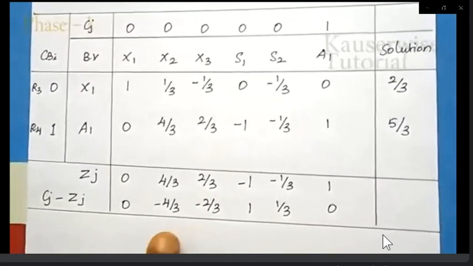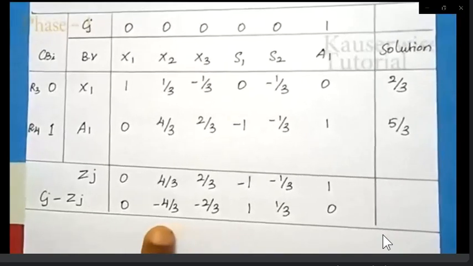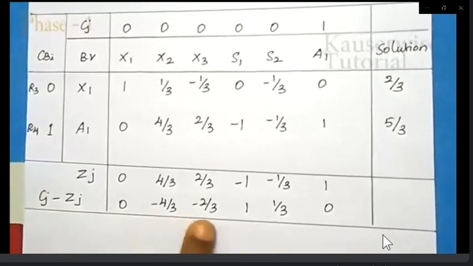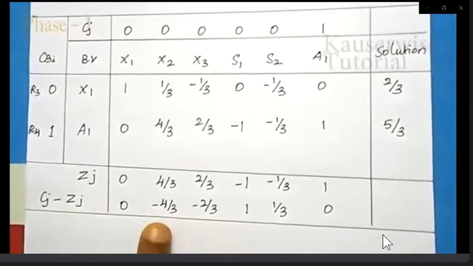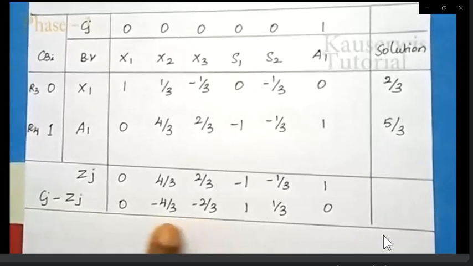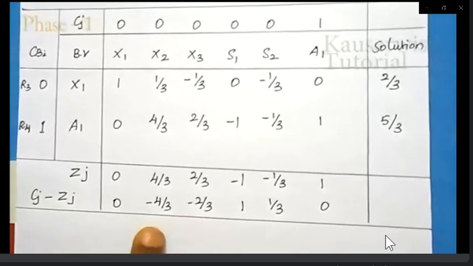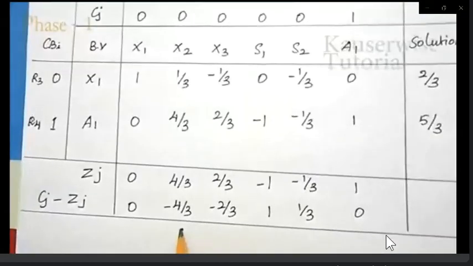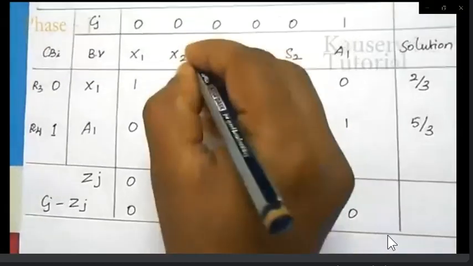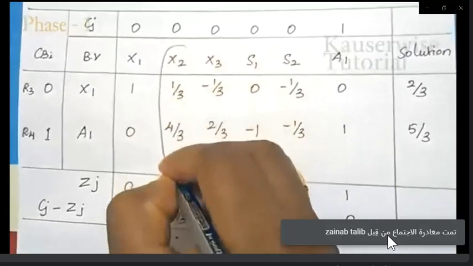In order to find the key column, we have to select the most negative. So which one is most negative? Minus 4 by 3 or minus 2 by 3? Minus 4 by 3 is the most negative value, so this will be the key column. So x2 is the key column.